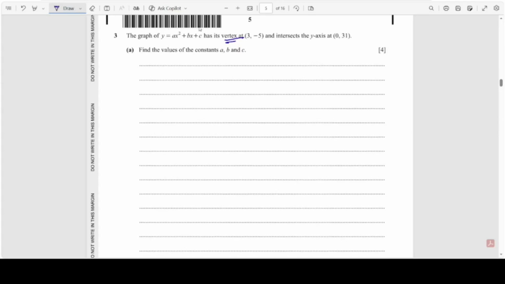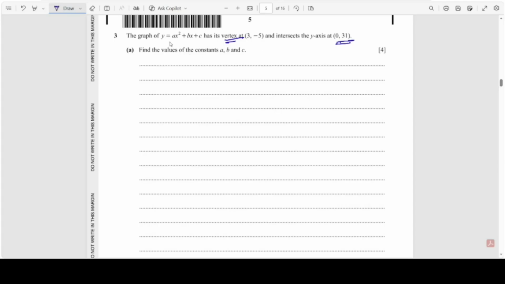So two points have been given, (3, -5) and (0, 31). The fact that one is a vertex and the other is an intercept means that each of the two points satisfies the equation of the curve. So we're going to substitute each one of them into the equation. You can see from the second one, (0, 31), that when x is 0, y is 31, and that is the y-intercept.